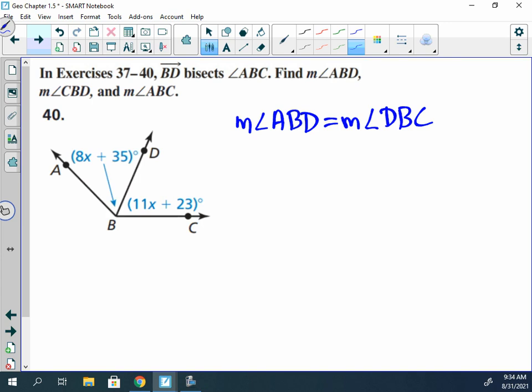And it's also dealing with the fact that it did bisect it, because their measures are going to be the same. Do I know the measure of either one of these angles? Do I know the measure of the whole angle? No, they didn't give us any numbers, did they? They gave us two expressions, but we don't need the whole thing, because I know that these two are equal to each other, yes? So that means 8x plus 35 is going to equal what?